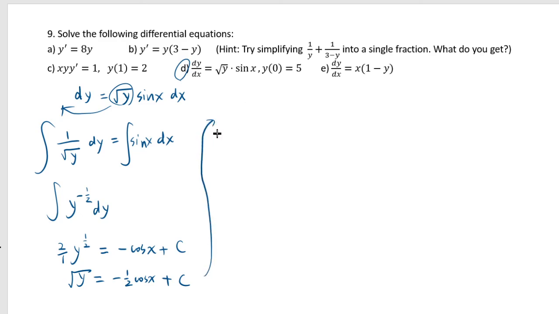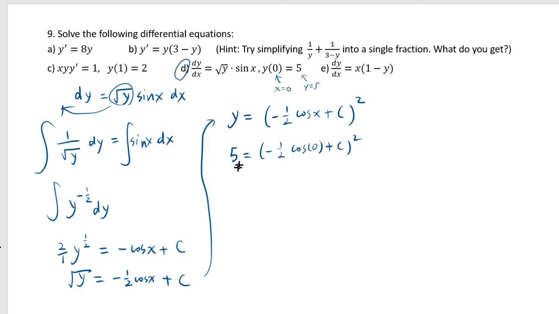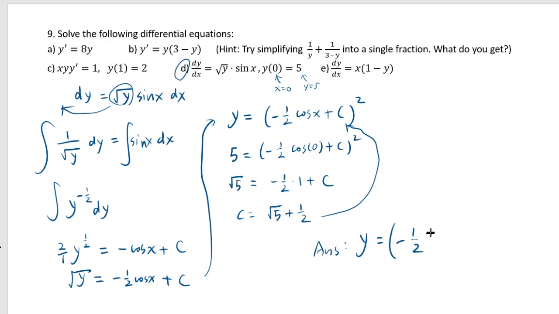And then we have to solve for y, so you square both sides, so it's negative 1/2 cosine of x plus c squared. And here, this means when x is 0, y is 5. So let's try that. Y is 5 when you have negative 1/2 cosine of 0 plus c squared. Take the square root both sides, so you have square root of 5 equals negative 1/2 cosine of 0, which is 1, plus c, so c is equal to square root of 5 plus 1/2. And that's fine. All you have to do now is plug that back in here, and therefore the final answer would be y equals negative 1/2 cosine of x plus radical 5 plus 1/2, squared.